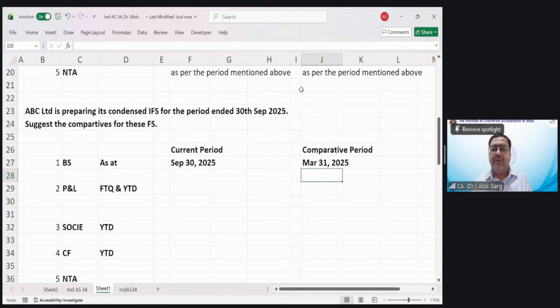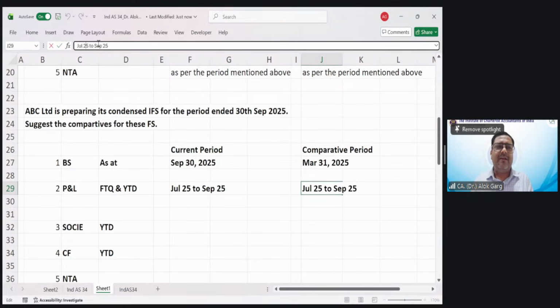Very good. What is my P&L? Tell me the period of P&L. What is my quarter P&L? Not Q3, Q2, Manoj. This is September. Manoj, it is September Q2. July to September 25, right? And here it is July to September 24. Is it very difficult?